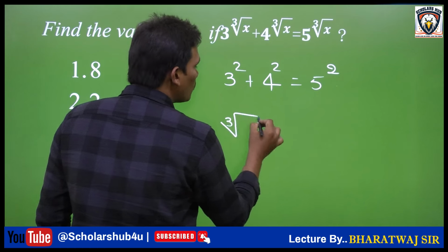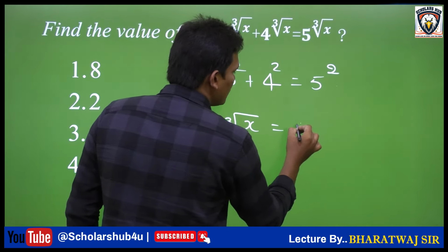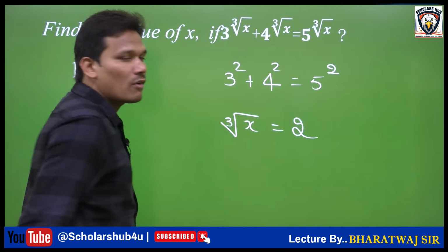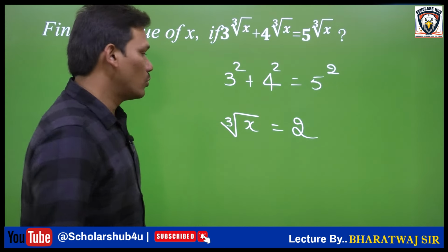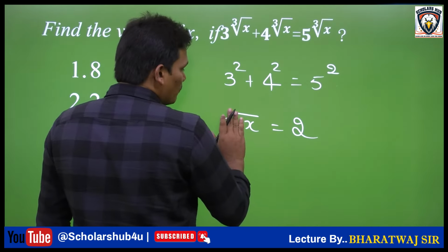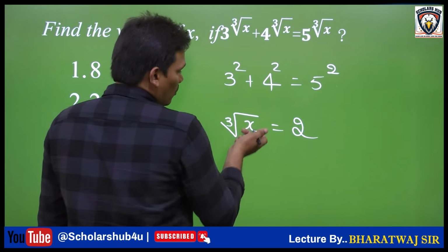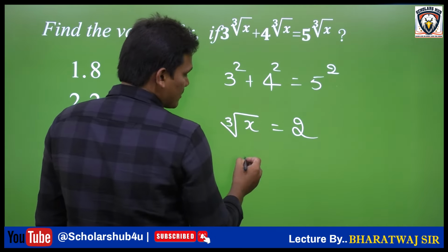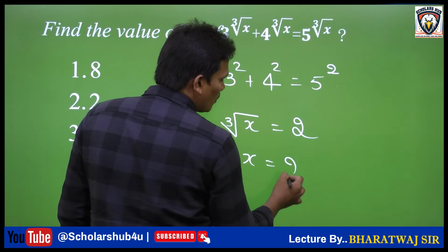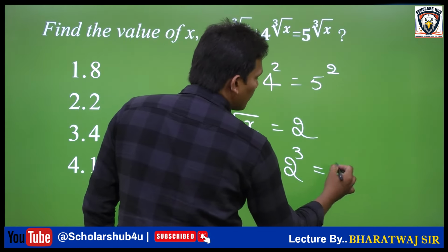So cube root of x must be equal to 2. Okay, so whenever you shift this root to the right side, it will act as power. So directly we are going to get the value of x. So x is equal to 2 cube. So x value equals how much?